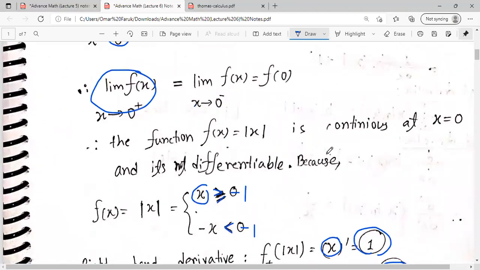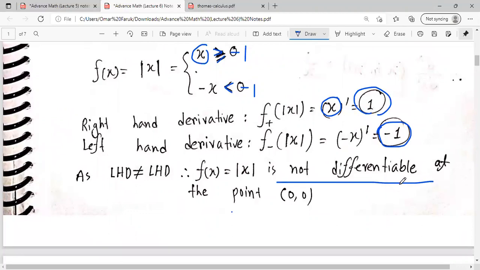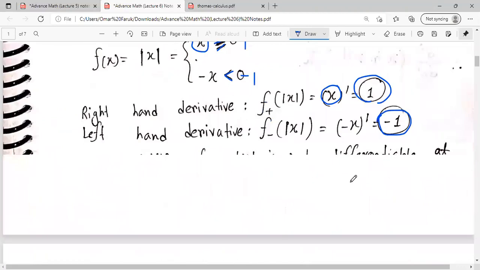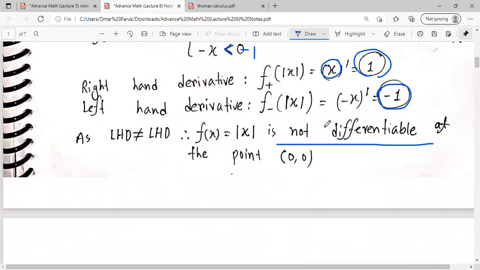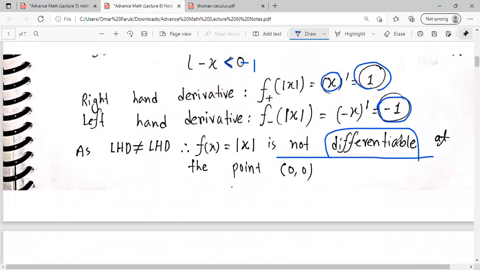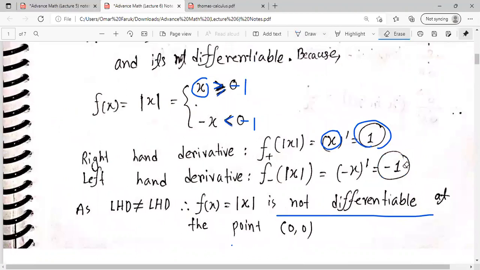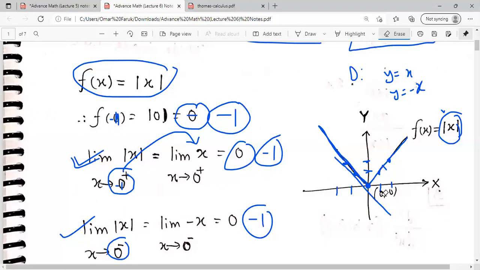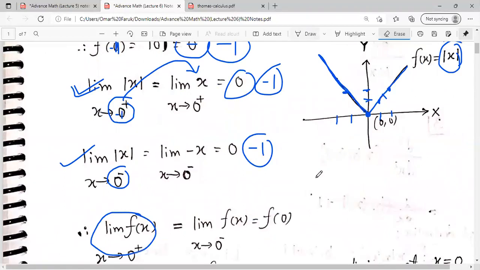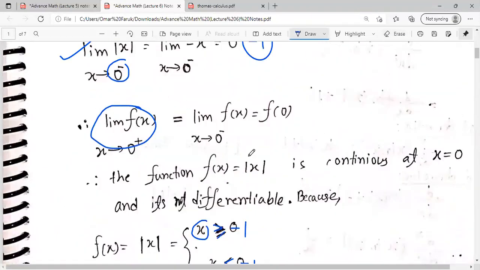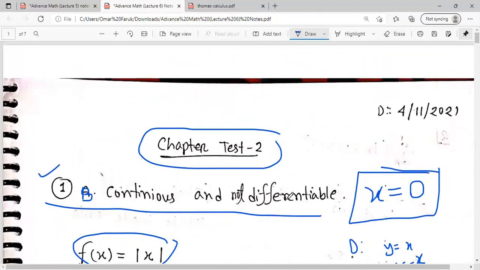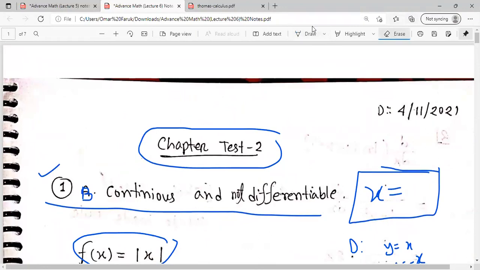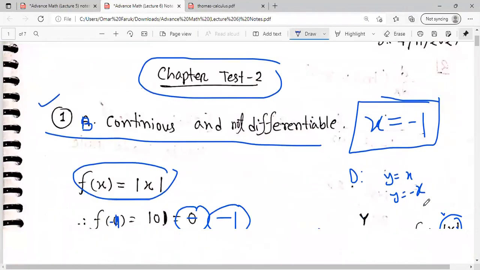Yeah, I think this will not be differentiable. The values at -1 are the same, so why would it not be continuous? It will be continuous but not differentiable. If you want to find whether this function is continuous or differentiable at x equal to -1, it will be continuous, but it will not be differentiable, okay?